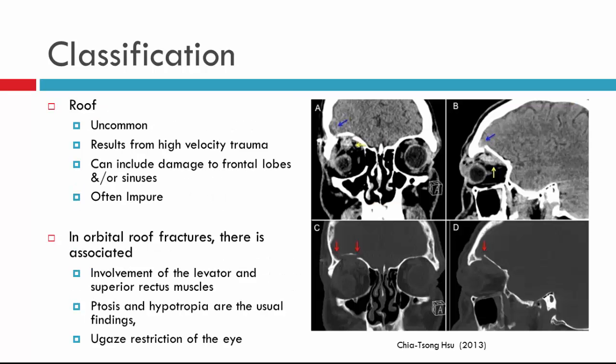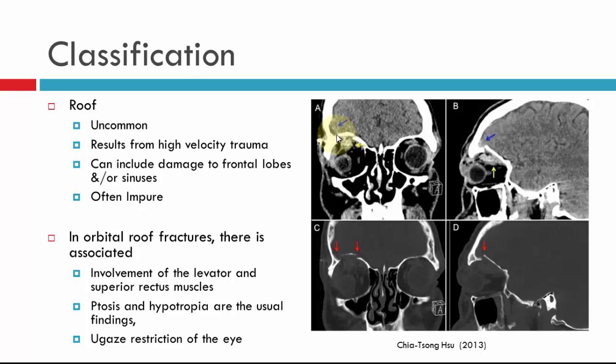Okay, now we're moving to the least common blowout fractures, and we'll start off with the roof. Now, the roof is uncommonly affected and is more likely to occur with a high velocity trauma. The patient here to the right, we can see that the CT scans are indicating fractures of the roof here. Here's another image of the same, and here we can see the fractures of that roof.